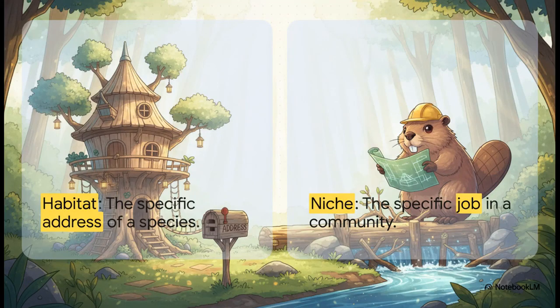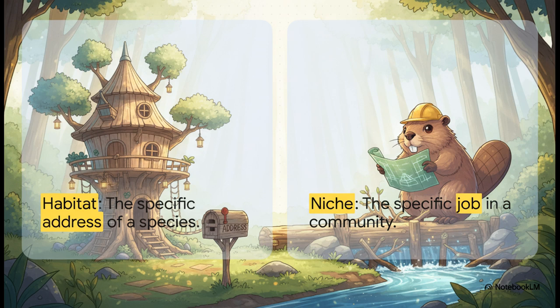But within that ecosystem, we also really have to distinguish between a habitat and a niche. Here is the easiest way to remember this. A habitat is basically a species' address. It's just where they live. A niche, though, is their job description. It includes their specific food, their geo-ecological factors, their reproductive roles, basically everything they do.